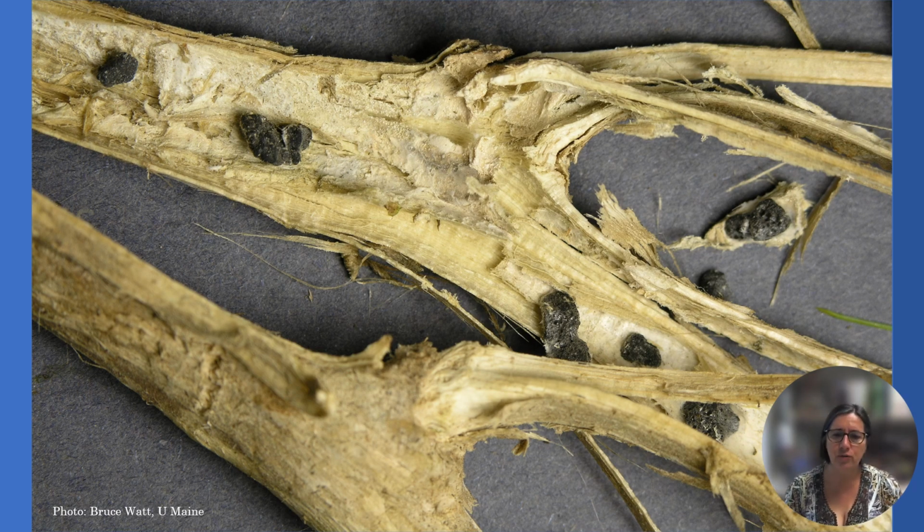Here's a picture of that shredding. So this is a stem that was cut open, a cross section of a stem, and inside that stem we see those hard sclerotia. They're black, very hard. They look like rat droppings.